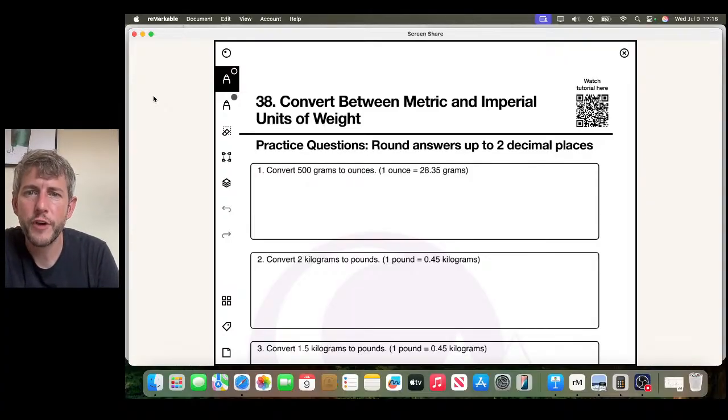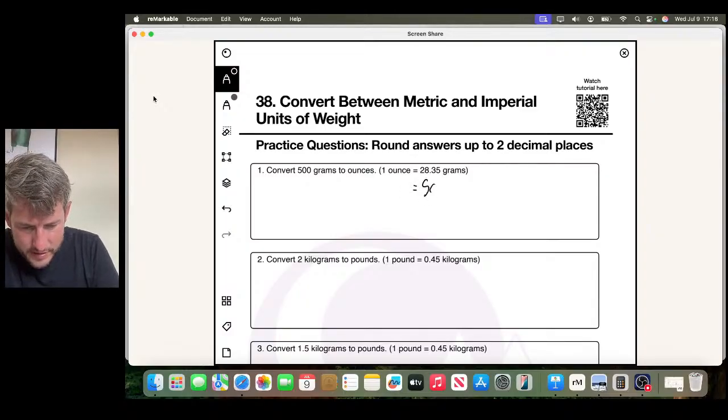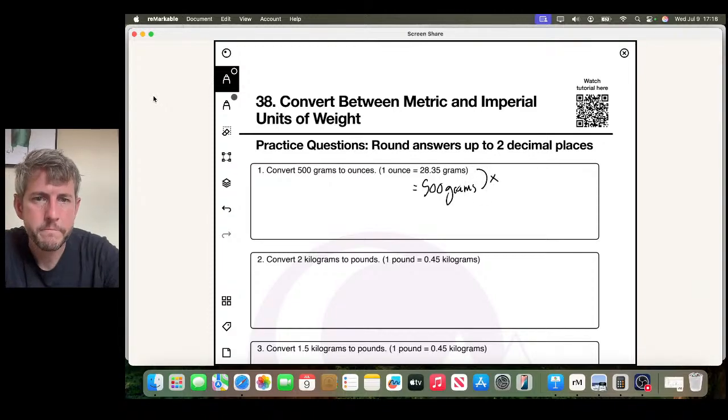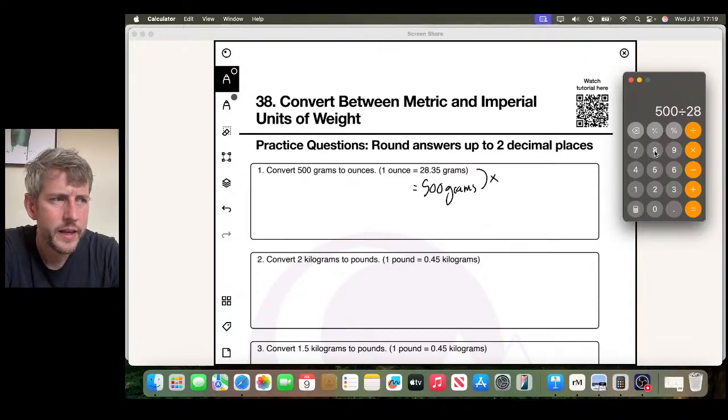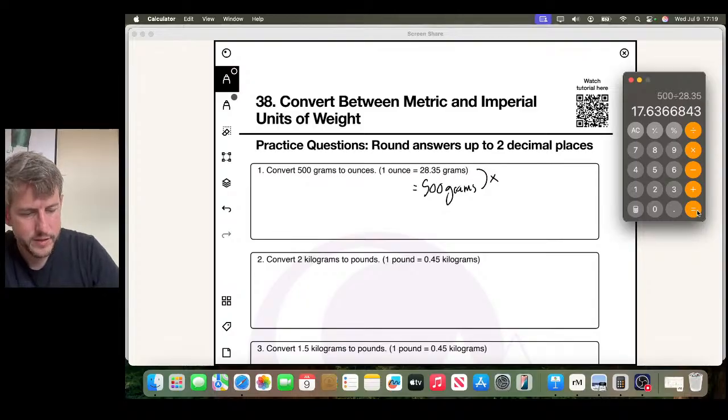So first one here, convert 500 grams into ounces. So here we go, we want this, 500 grams. So what are we timesing this by? Need to get out the calculator. 2 decimal places this time. 500 divided by 28.35. Okay, that's 17.64. 17.64 ounces.